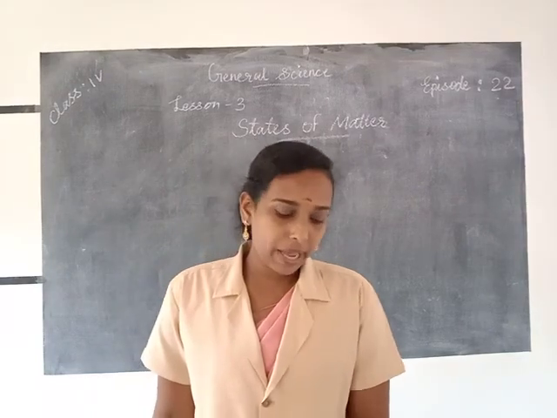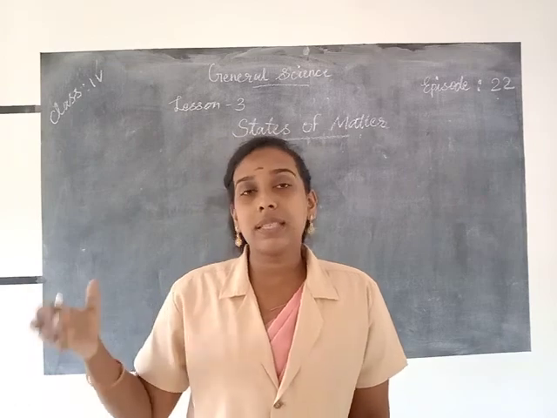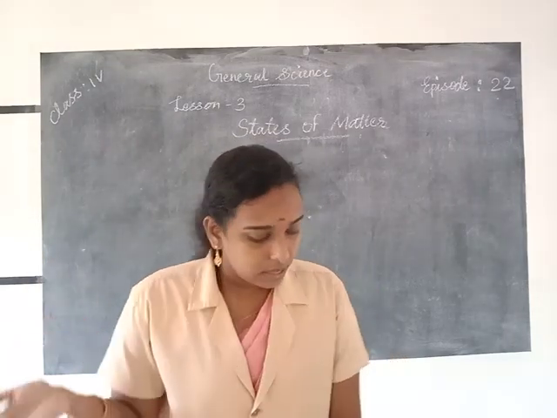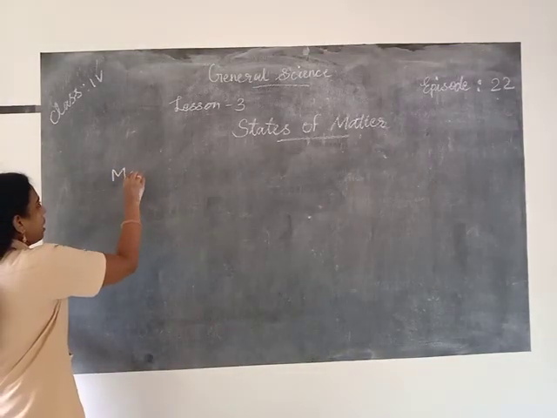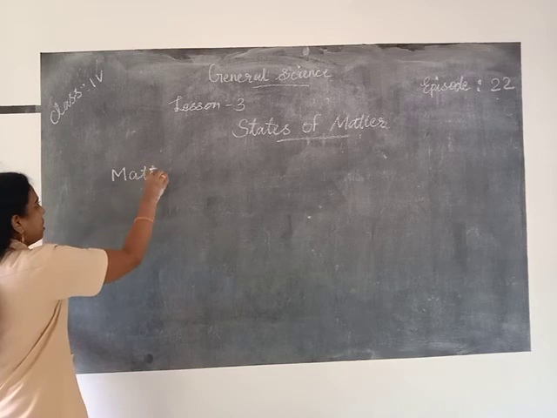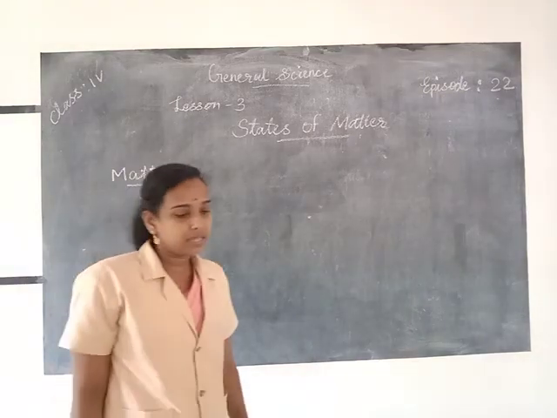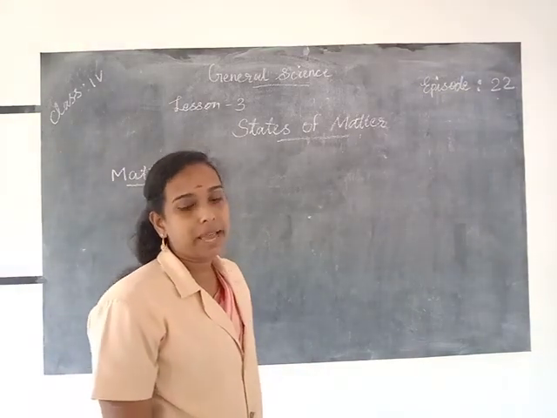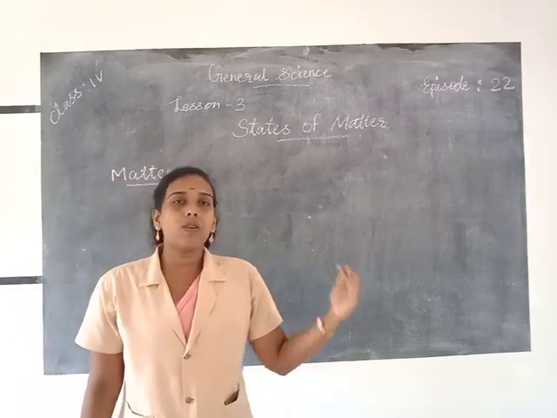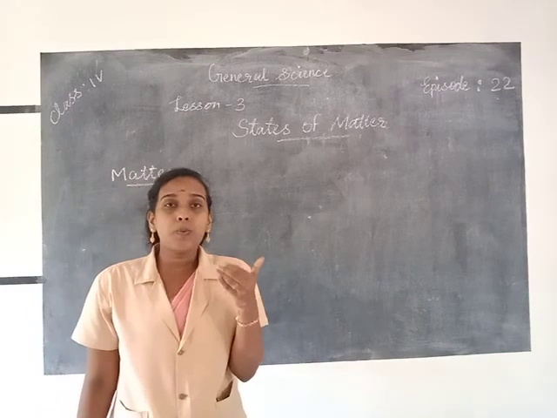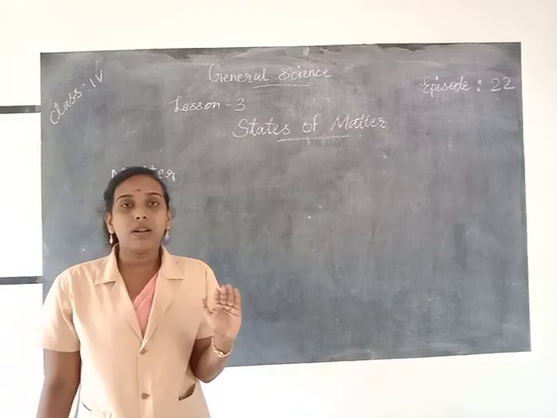So matter is anything that occupies space and has mass. Anything means either living or non-living things that we see around us. So the first one is matter, M-A-T-T-E-R. Matter is anything, living or non-living, that occupies space and has weight or mass, and these are called matter.